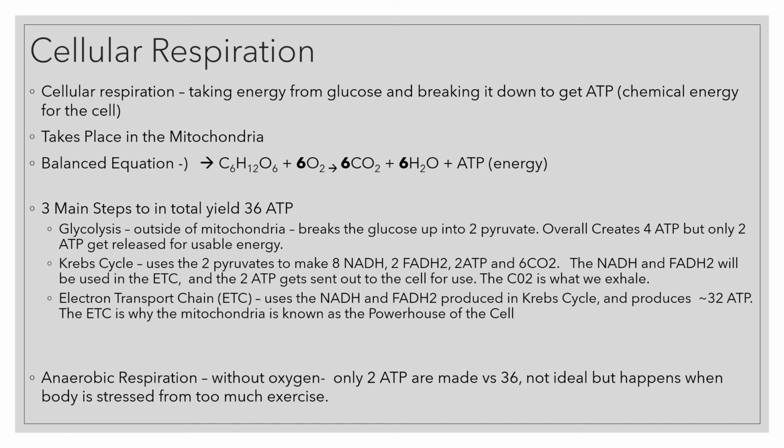Then there's something called anaerobic respiration. So this means without oxygen. Only 2 ATP are made in anaerobic respiration versus 32 or 36, but that's not ideal, and it only happens when the body is really stressed from too much exercise and not getting enough oxygen. So ideally, you want to make a sugar into 32 ATP. You don't really want to make a sugar into just 2 ATP.